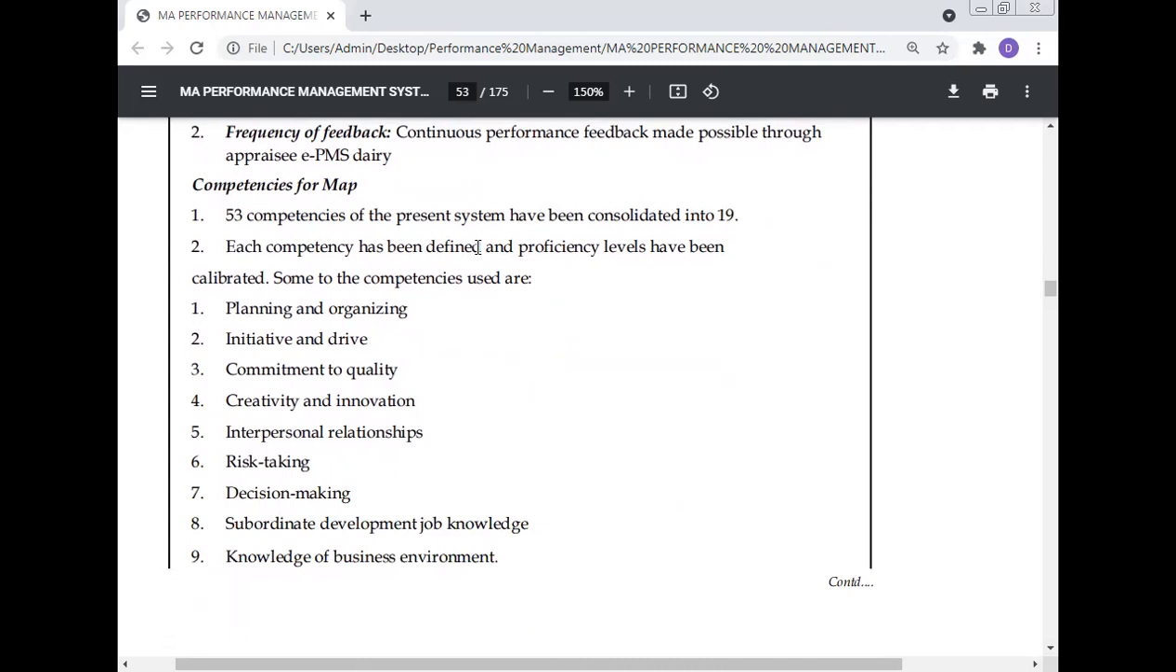Competency for the MAP. The 53 competencies of the present system have been consolidated into 19. Each competency has been defined and proficiency levels have been calibrated. Some of the competencies used are planning and organization, initiative and drive, commitment to quality, creativity and innovation, interpersonal relationship, risk taking, decision making, subordinate development, job knowledge, knowledge of the business environment.